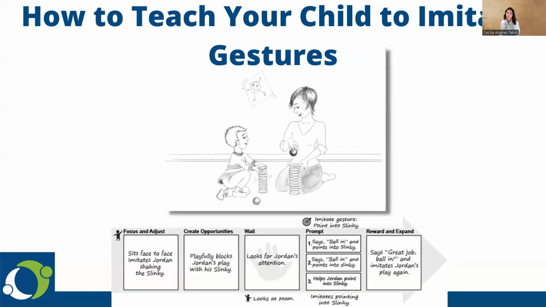This slide shows how Jordan's mom teaches him to imitate a gesture during play. It starts the same way, and she says "ball in," and models her gesture, which is pointing into the slinky, then drops the ball in. When Jordan doesn't respond after 2 more models, she uses physical guidance to prompt him to point to the slinky. So she is prompting only one skill at a time by focusing on having Jordan imitate her gesture and not the play action. Once he imitates the gesture, she says, "Great job, ball in," and imitates his play some more.